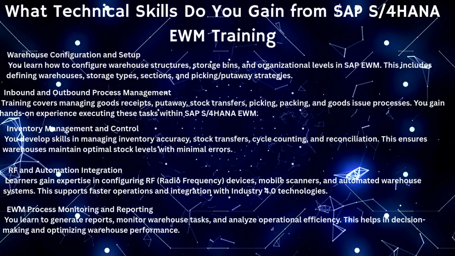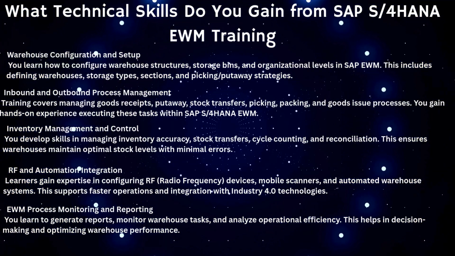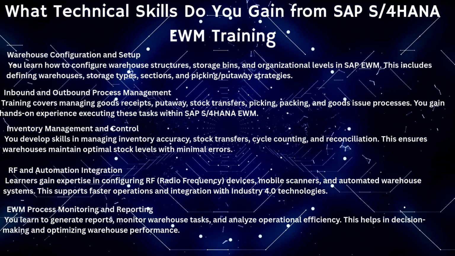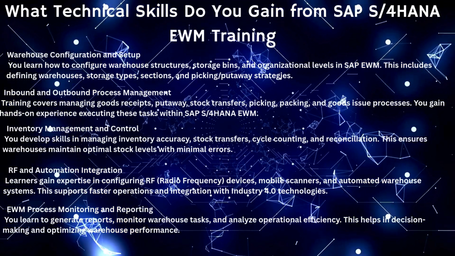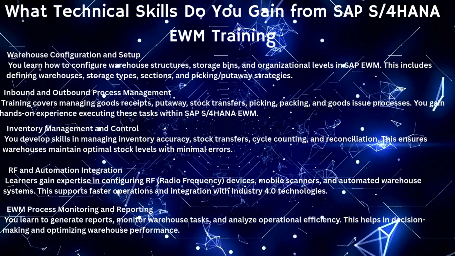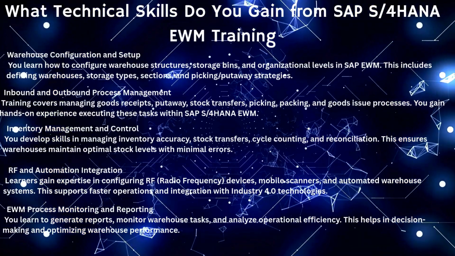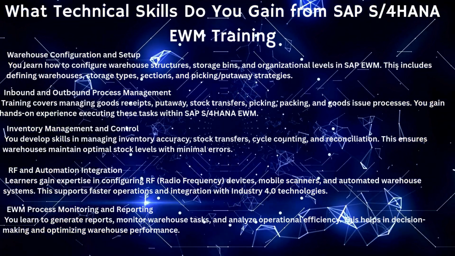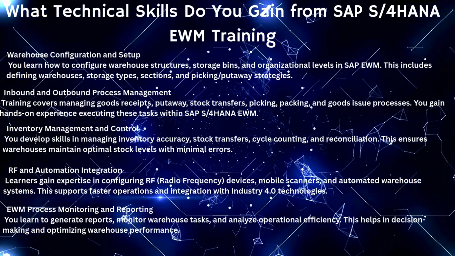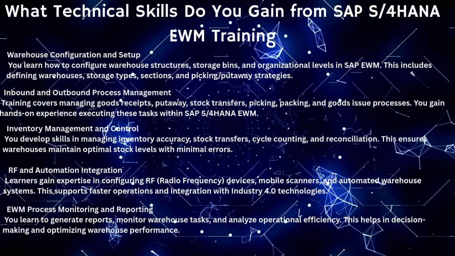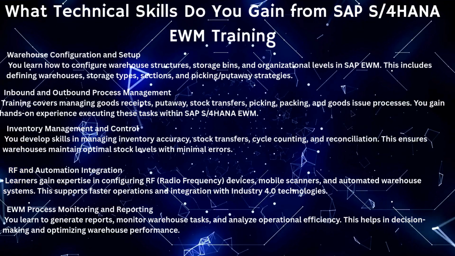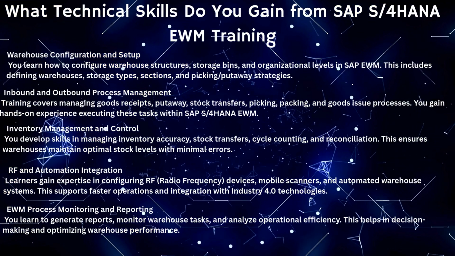Inventory management and control. You develop skills in managing inventory accuracy, stock transfers, cycle counting, and reconciliation. This ensures warehouses maintain optimal stock levels with minimal errors. RF and automation integration. Learners gain expertise in configuring RF (radio frequency) devices, mobile scanners, and automated warehouse systems. This supports faster operations and integration with Industry 4.0 technologies. EWM process monitoring and reporting. You learn to generate reports, monitor warehouse tasks, and analyze operational efficiency. This helps in decision-making and optimizing warehouse performance.